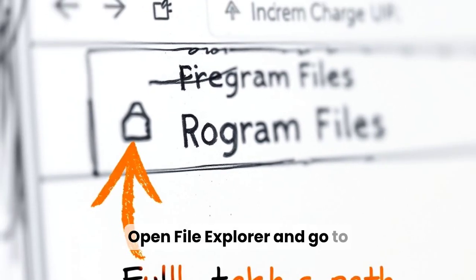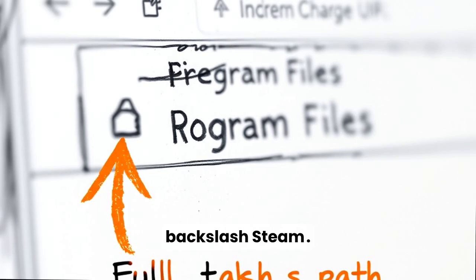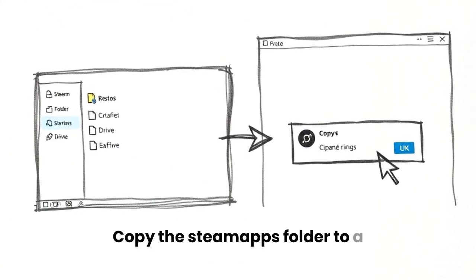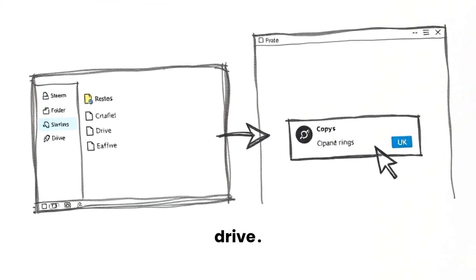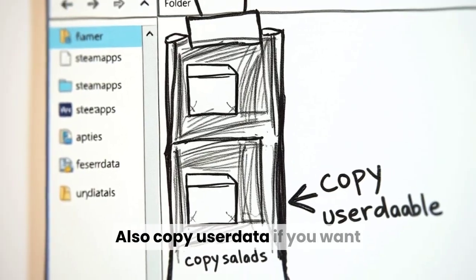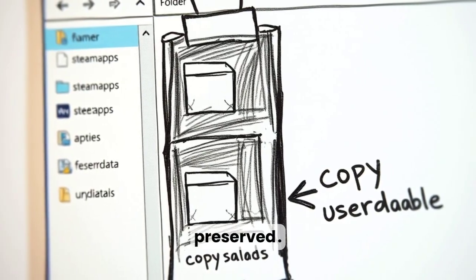Open File Explorer and go to your Steam folder, like C:\program files\Steam. Copy the Steam apps folder to a safe location or an external drive. Also copy user data if you want local settings and saves preserved.